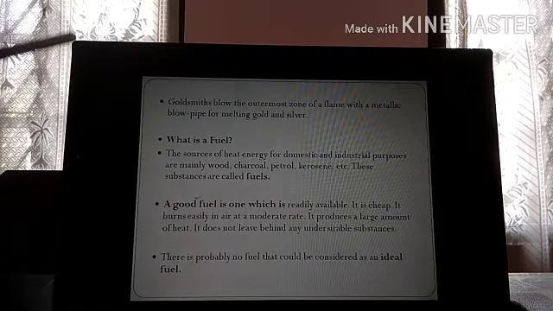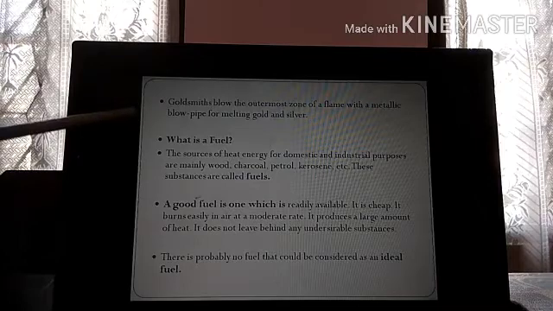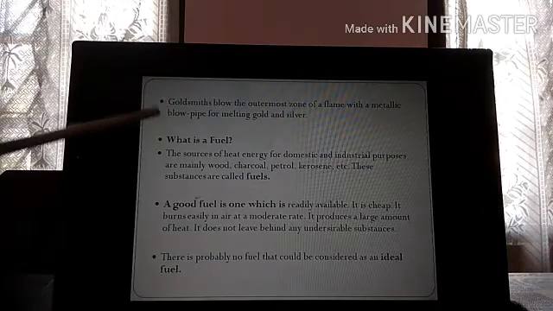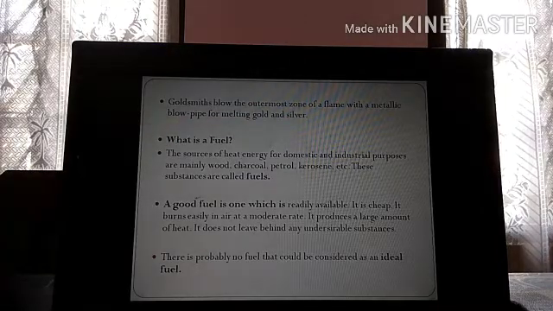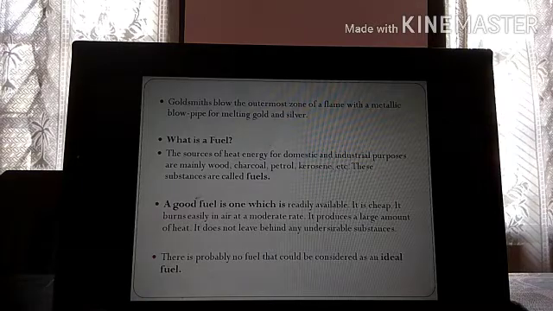Goldsmiths blow the outermost zone of a flame with a metallic blowpipe for melting gold and silver. Goldsmiths deal with gold and silver, so whenever they need to melt gold and silver, they use the outermost part of the flame, not the innermost part. The outermost part, the non-luminous zone, is the hottest part of the flame.